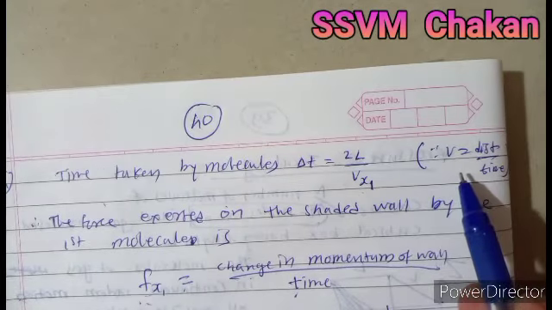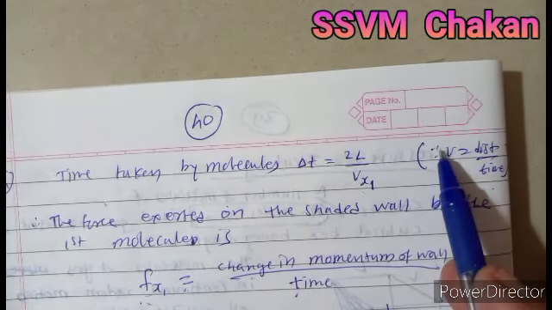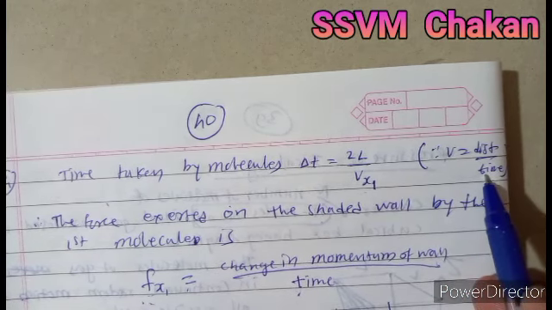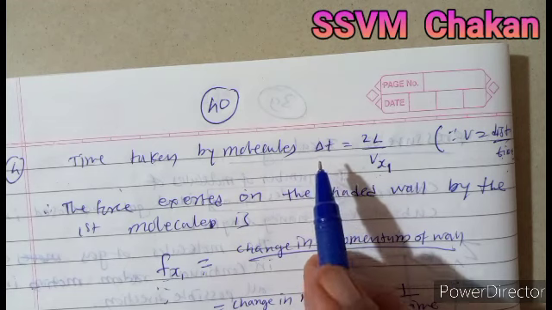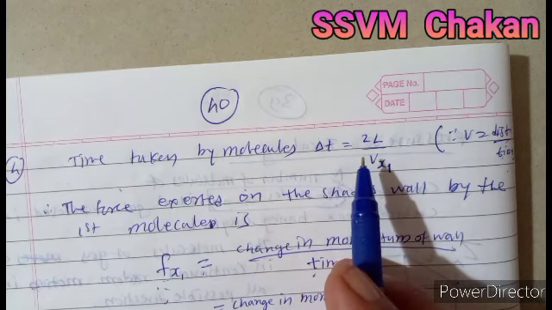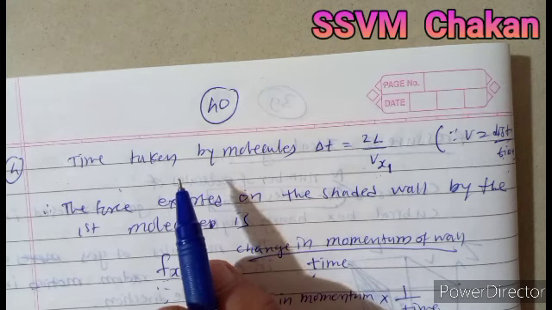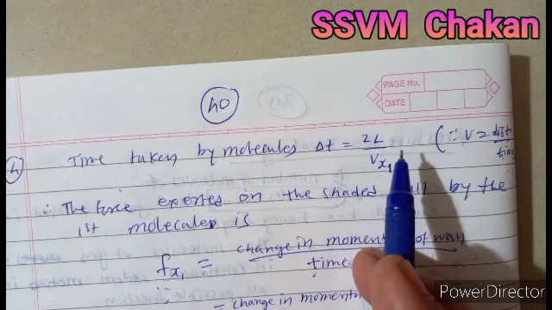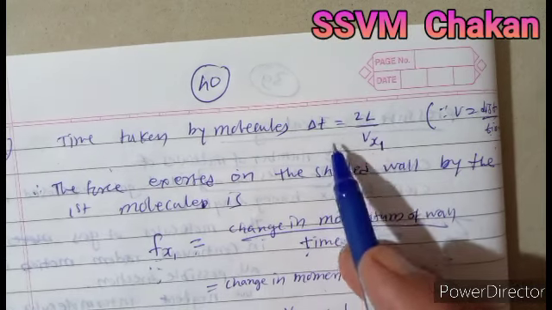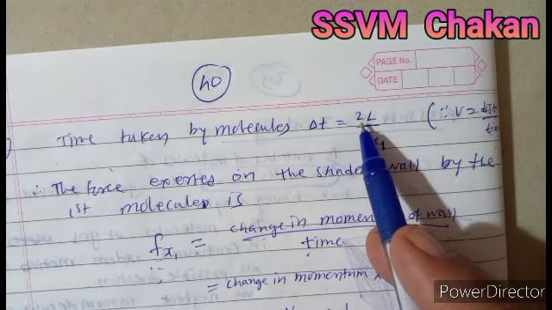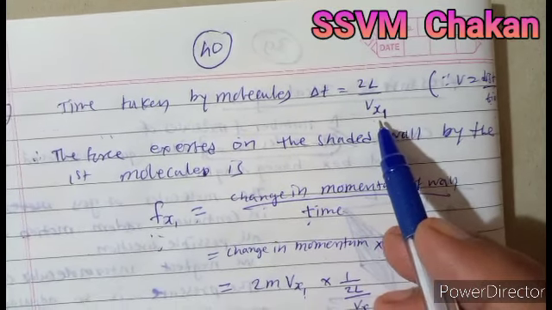So we know the formula: velocity is equal to distance upon time. From that, time is equal to distance upon velocity. The time taken by a molecule to collide with the shaded wall, go towards the opposite wall and again come towards the shaded wall for the second collision is delta t, which is equal to 2L divided by velocity, that is Vx1.